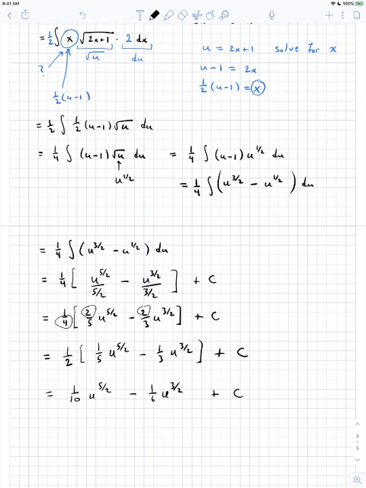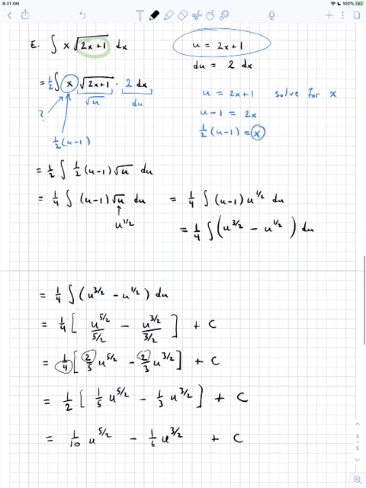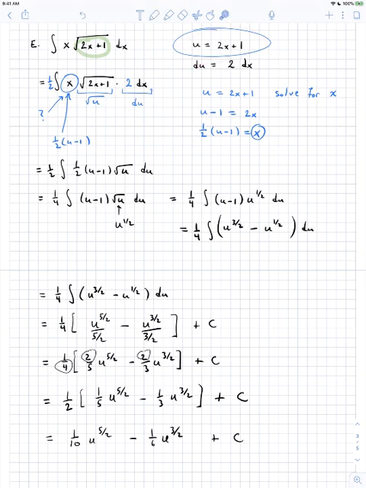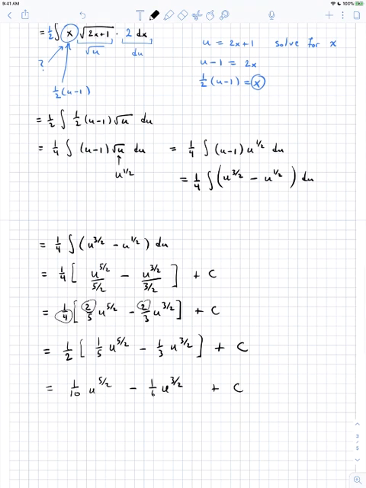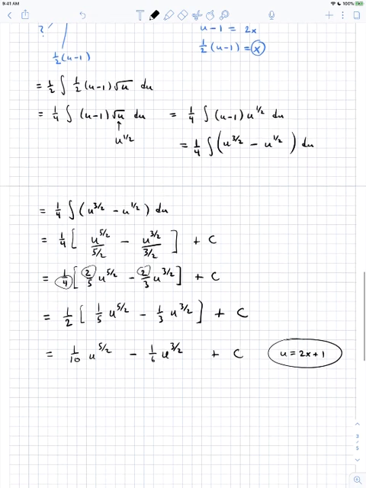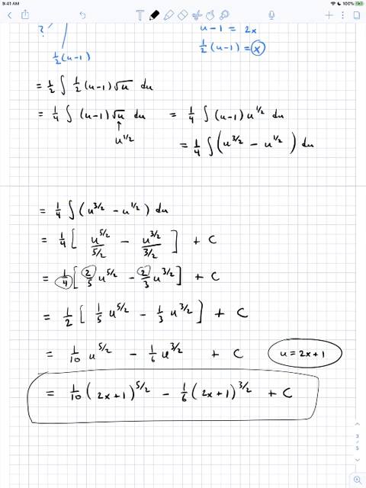At some point, you might forget that this problem actually started life in terms of x's. We're in u's now, but you have to go back and remind yourself that u was equal to 2x plus 1. So let's write that down. u is equal to 2x plus 1. So what you want to do is take that and plug that in everywhere you see a u. 1 over 10 times 2x plus 1 to the 5/2 minus 1 over 6 times 2x plus 1 to the 3/2 plus a constant. And there you have your antiderivative.